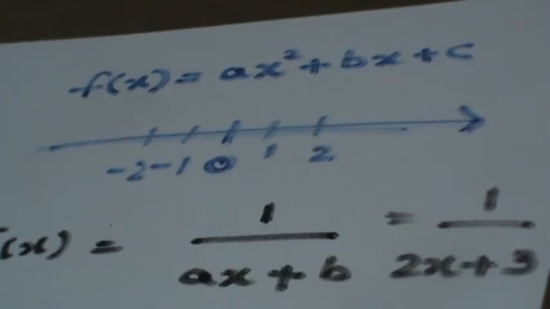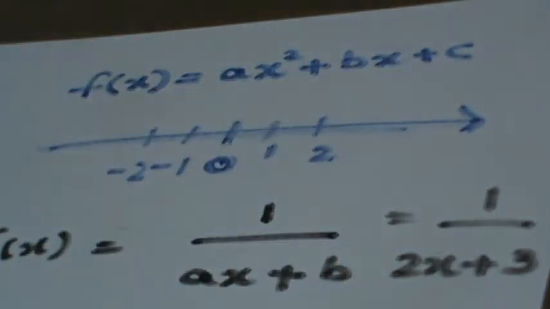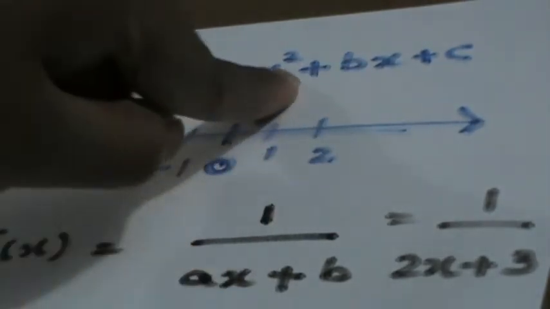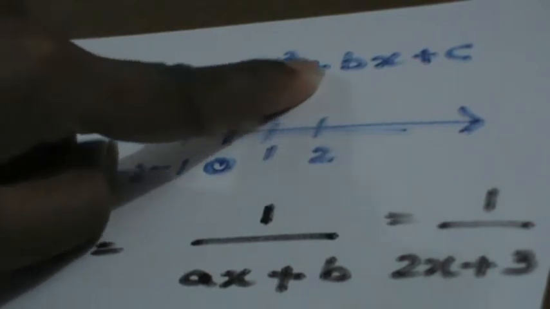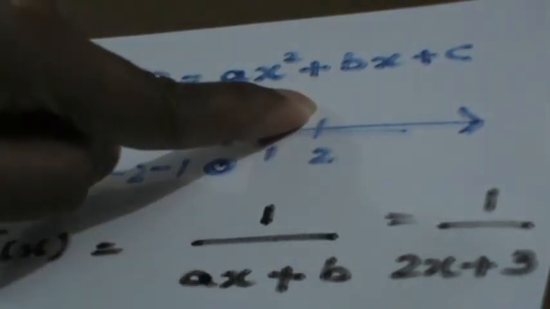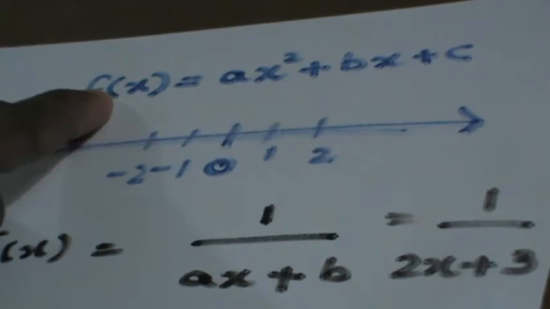So the domain of a function is defined as the set of values of the independent variable. If you have a function like f(x) = ax squared + bx + c, the independent variable is x, for which the function is defined. Now in this case, the set of values that x can take, for which f(x) can be defined, is from negative infinity to positive infinity.